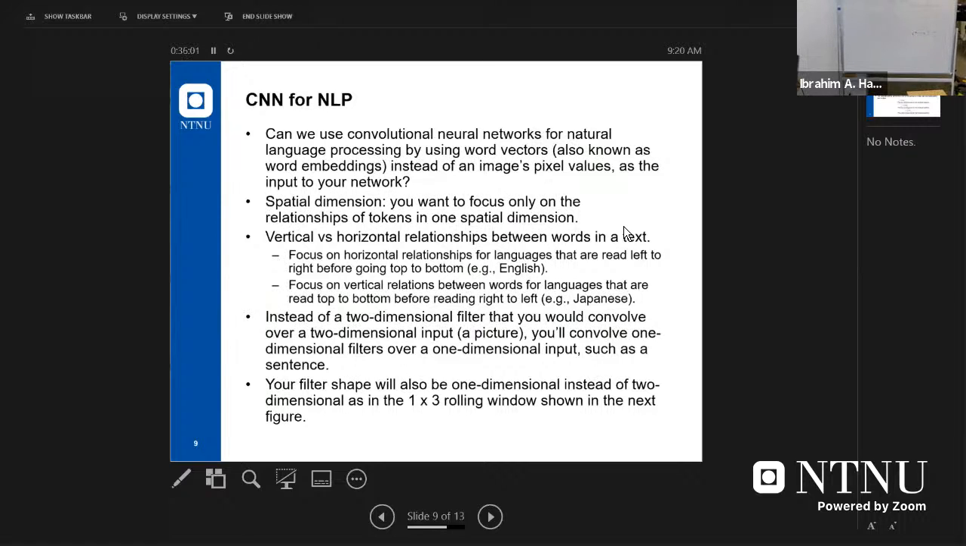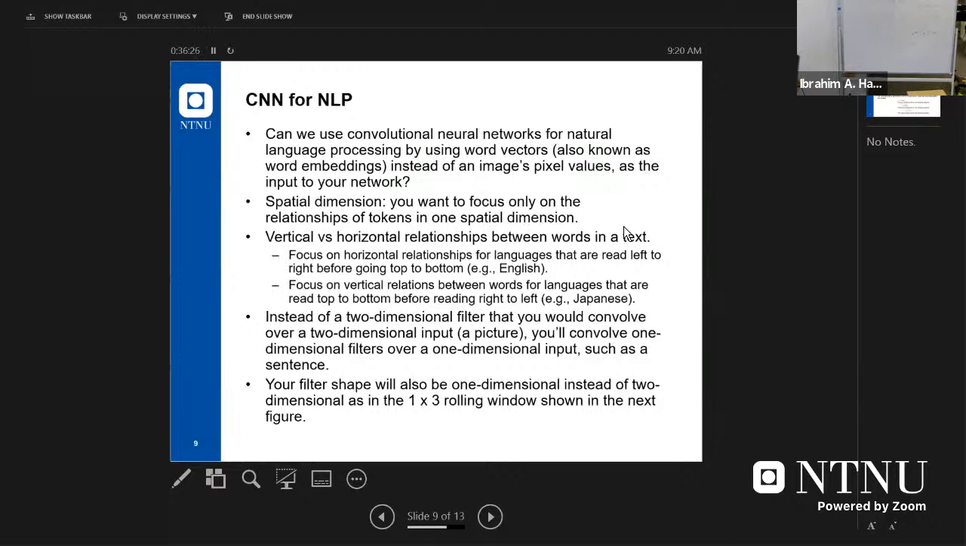So how will we move if we need to work with text? Horizontal relationships for languages that are read left to right: I mean, we will go left to right like an image. This is one line, and after that we will go to the second line. So we need to go down, right? So it will be like scanning the same image.